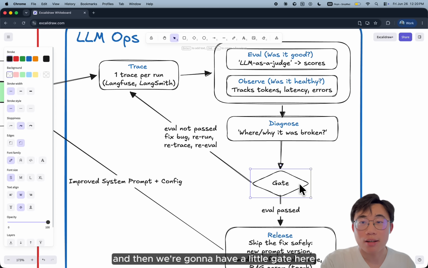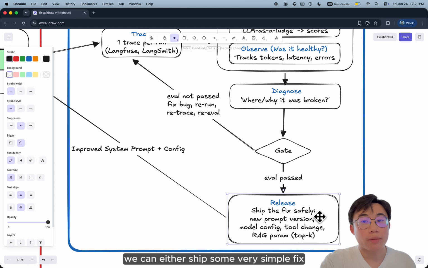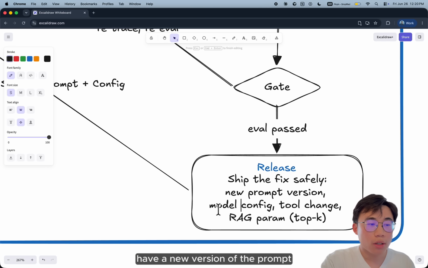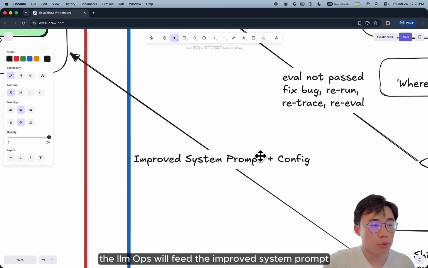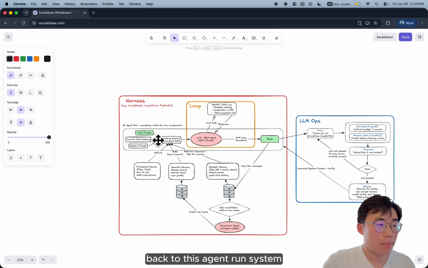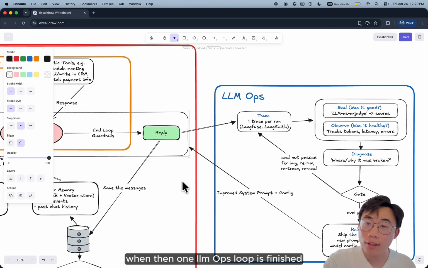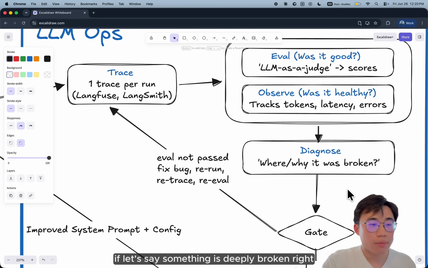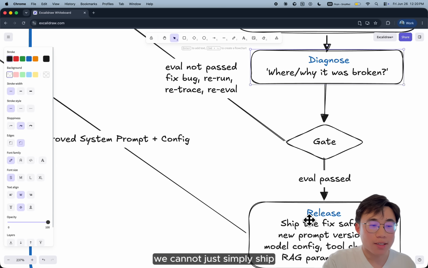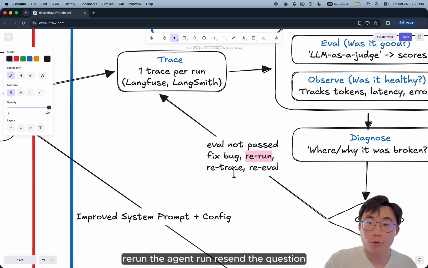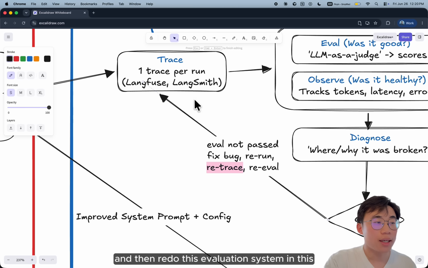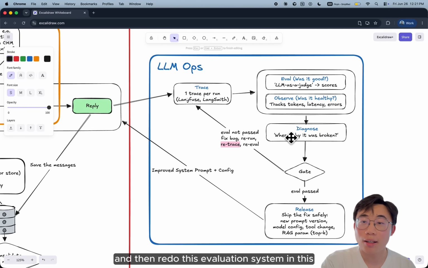And then we're going to have a little gate here: if the evaluation system passed, well, you can define the rules. We can either ship some very simple fix, have a new version of the prompt, or update the model configuration, some tool changes, or the parameters for retrievals. The LLM ops will feed the improved system prompt and the configuration of the model back to this agent run system. Then one LLM ops loop is finished. If something is deeply broken, we cannot just simply ship the latest version of the prompt. Then we should go fix the bug, rerun the agent run, resend the question, retrace the events, and then redo the evaluation system in this LLM ops architecture.